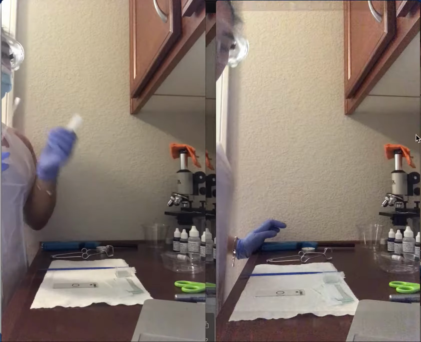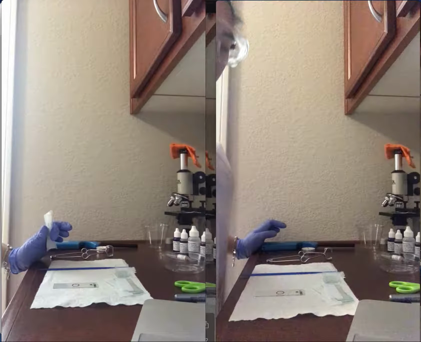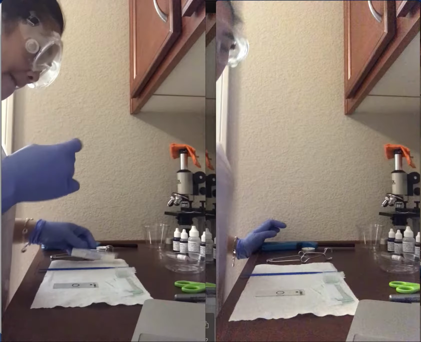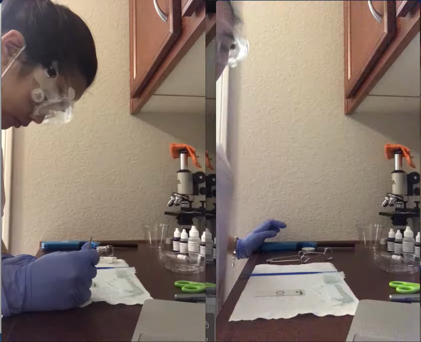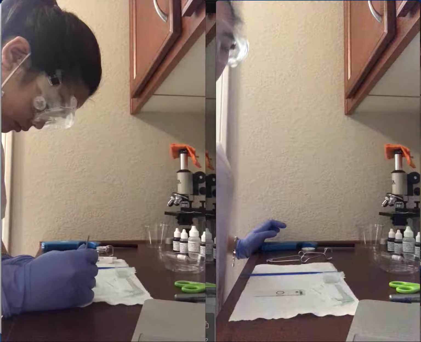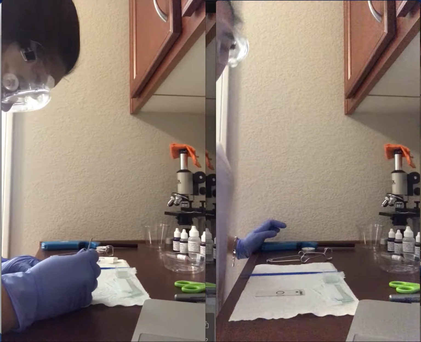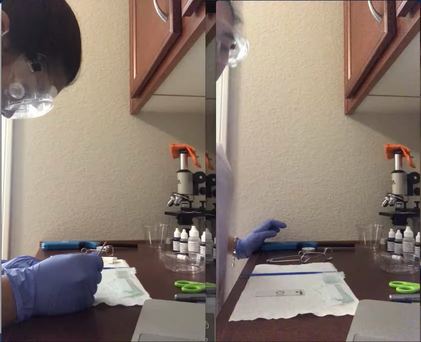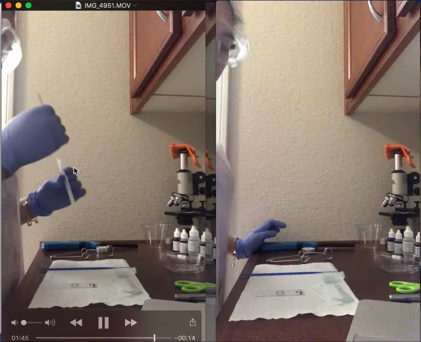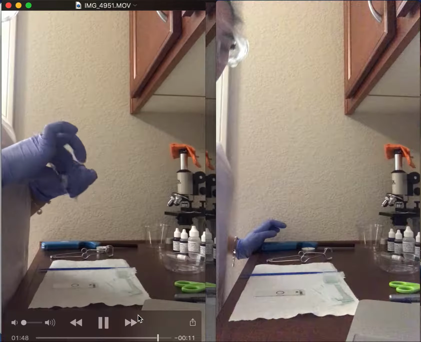Next, we get a sterile swab and scrape the inside of our mouth, scraping our teeth and gums. Once we have swabbed our mouth, we apply that and smear it onto the slide, making a circular motion. Then we allow it to completely dry.